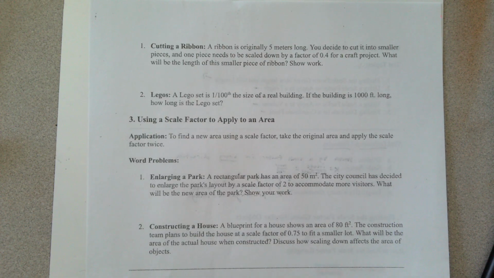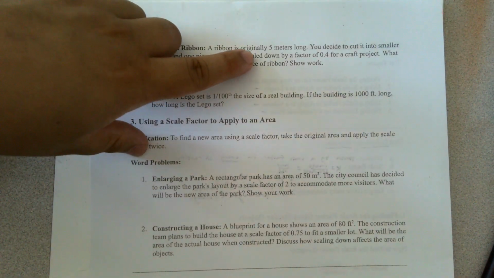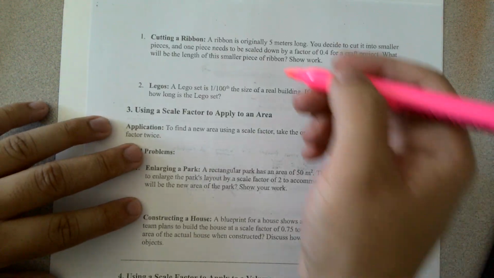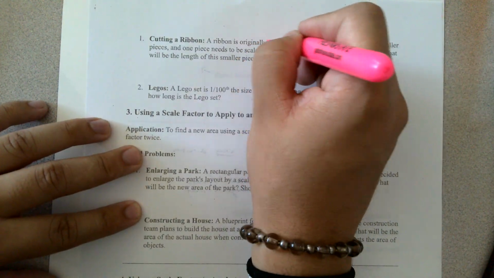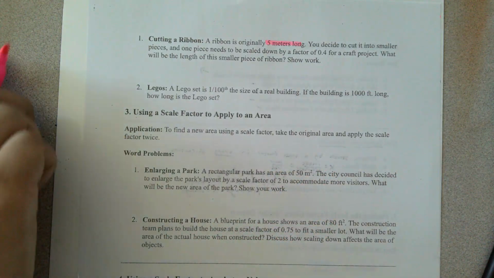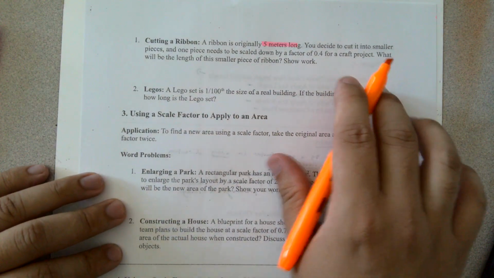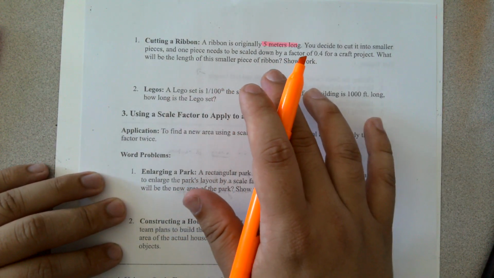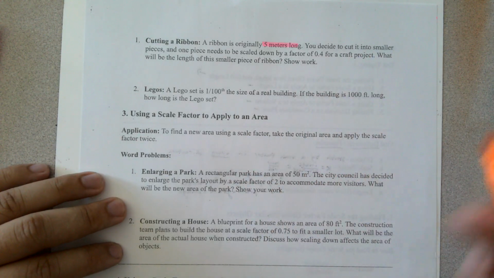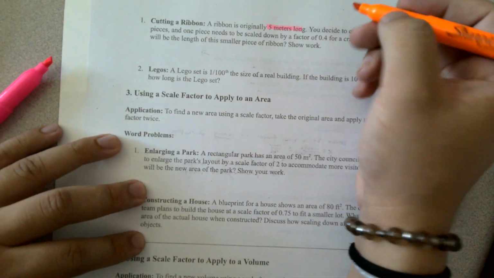A ribbon is originally 5 meters long. That tells you originally, that's a key word for pre-image, which is pink, so I'm going to highlight that in pink. Originally 5 meters long. You decide to cut it into smaller pieces. One piece needs to be scaled down by a factor of 0.4. Scale factor is orange, so I'm going to highlight that in orange. This is my scale factor.